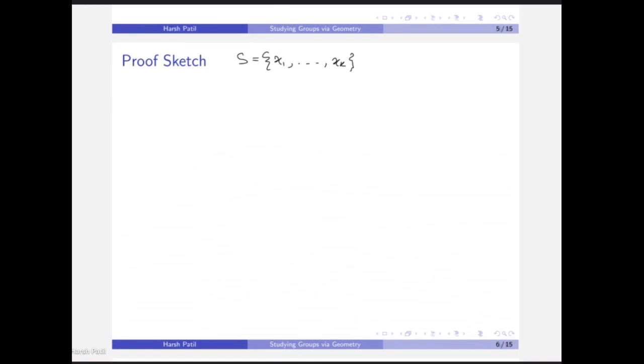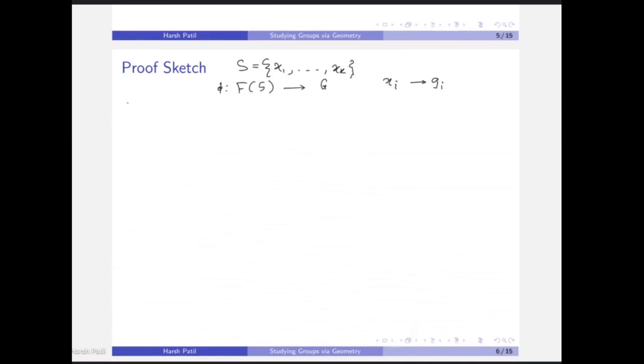So we have a homomorphism phi from F(S) to G, defined by sending xi to gi. Since the collection g1 up to gk generates the group G, this phi is surjective. Now we just need to prove that phi is injective.